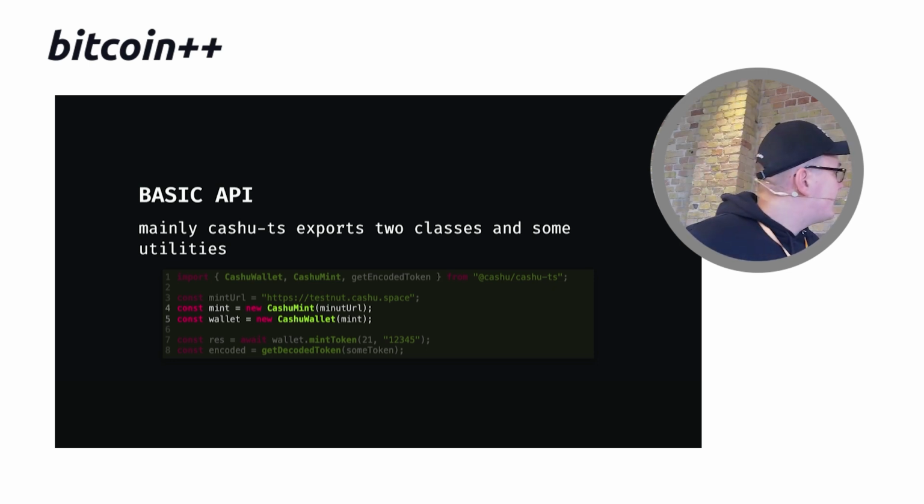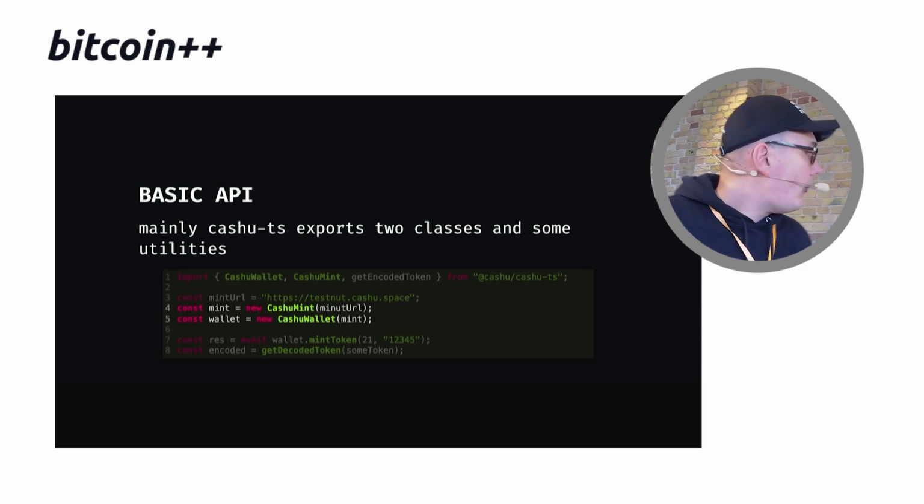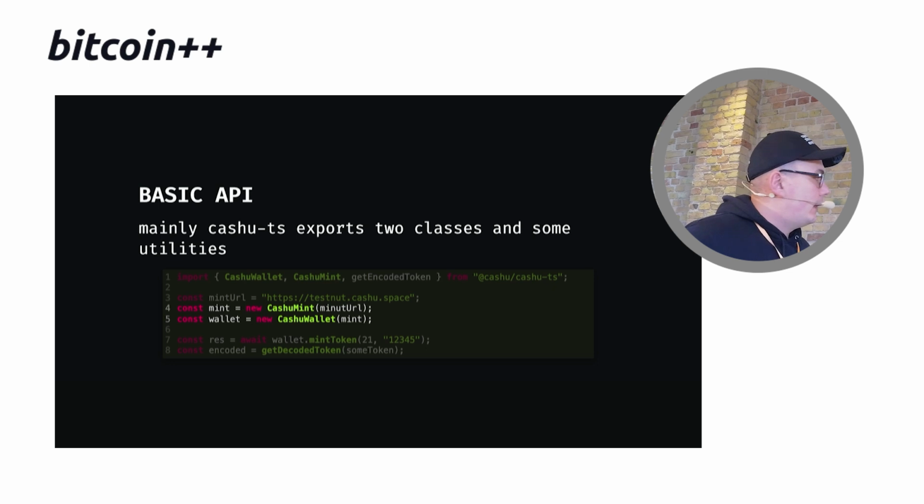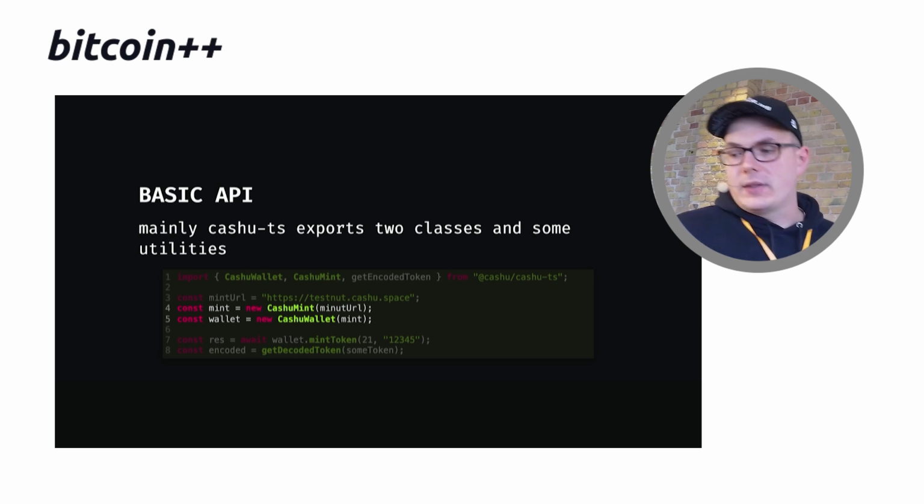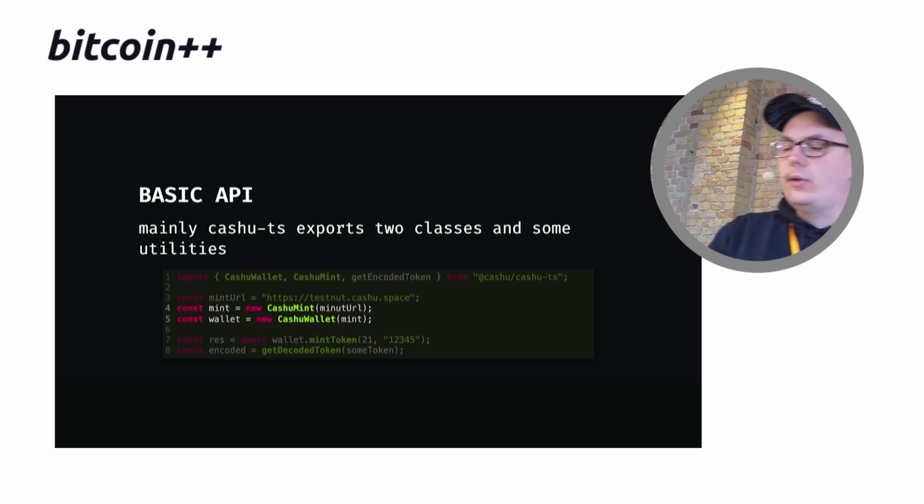But yeah, so basically you instantiate a Cashu mint class with a mint URL, and then you instantiate a Cashu wallet class with a reference to the Cashu mint that we just instantiated. And then you can do all the stuff like minting tokens and basically all the stuff that I'm going to show you in a couple of minutes on these 2 classes.